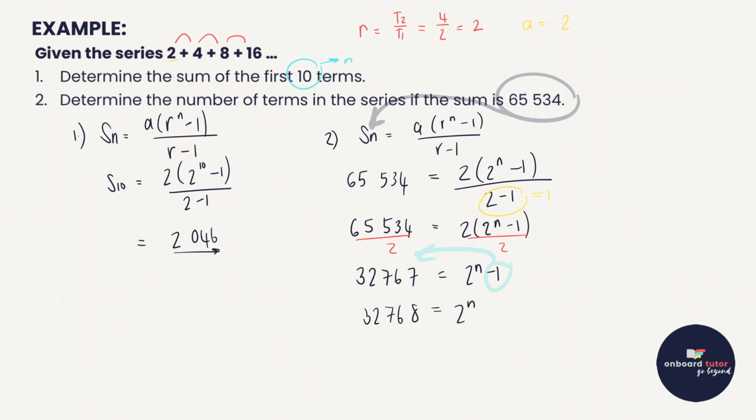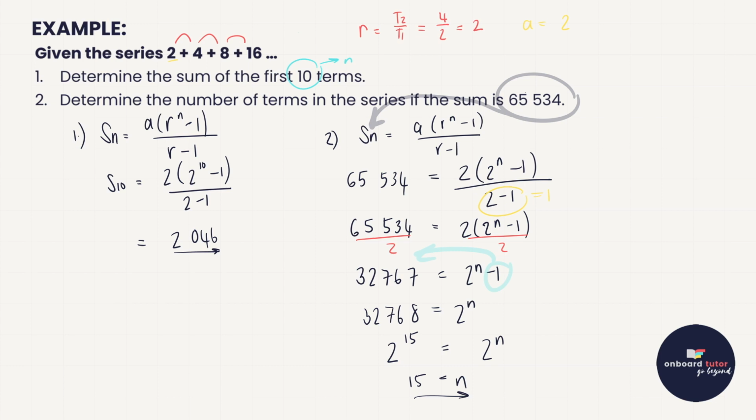And now to solve this, we want to try to get the same bases on each side. So how can we write this 32,768? Let's express that as a product of prime factors. Okay, so that can be written as 2 to the power of 15, and then because the bases are the same, we can then drop them and say that n is equal to 15.